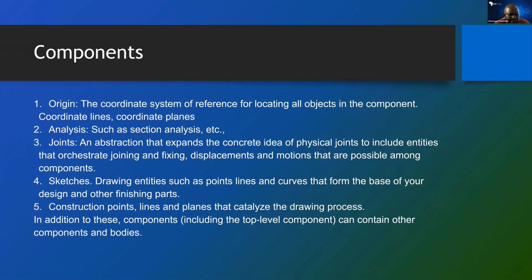Construction points, lines and planes that catalyze the drawing process. In addition to those are construction points. In addition to this, components can contain other components and bodies. But the top level component is defined for you.